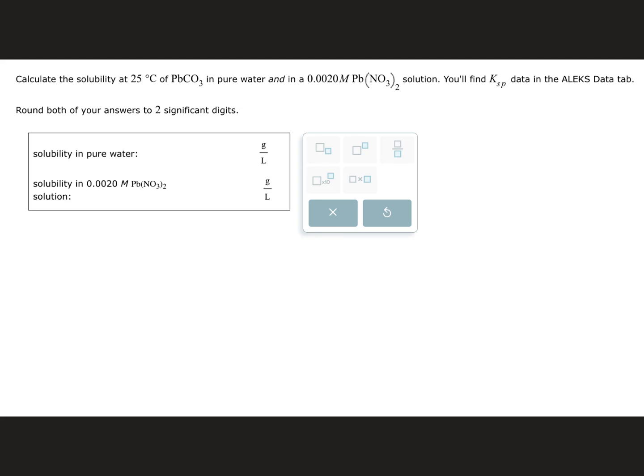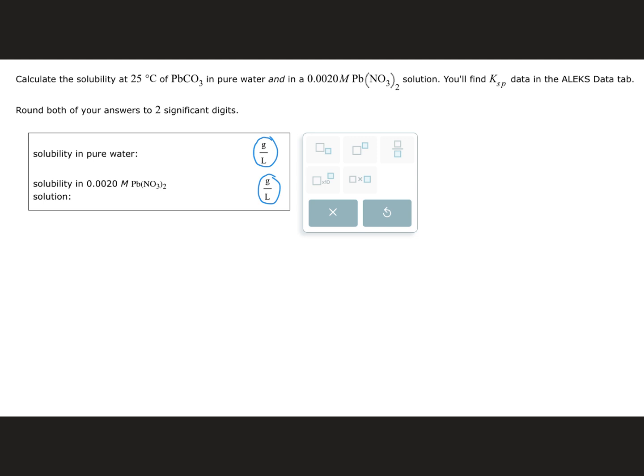A lot of questions about this homework question right here. Calculate the solubility of lead carbonate in pure water and in a 0.002 molar solution of lead nitrate. The big thing I think many people are overlooking is that they are not looking for the concentration in molarity. They are looking for the concentration in grams per liter, not moles per liter. So there's actually one extra step that we need to go through there.